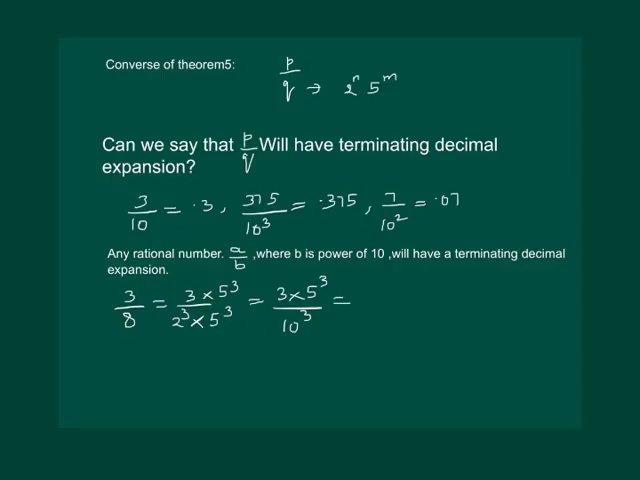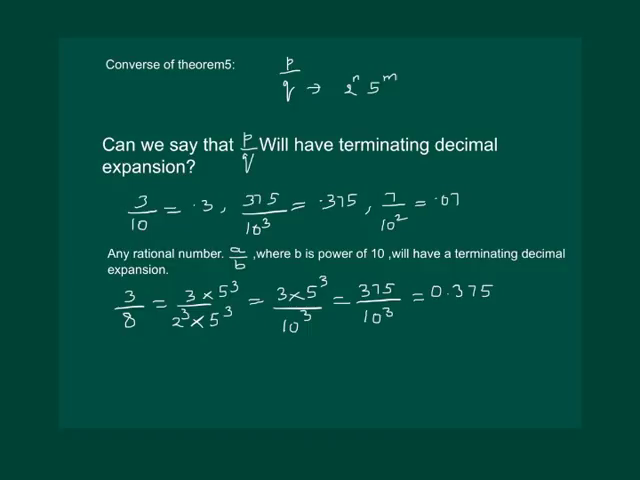Let us solve this further. We have 375 by 10 cube. This gives us 0.375, which is a terminating decimal.